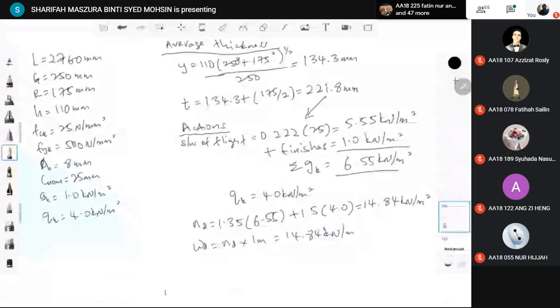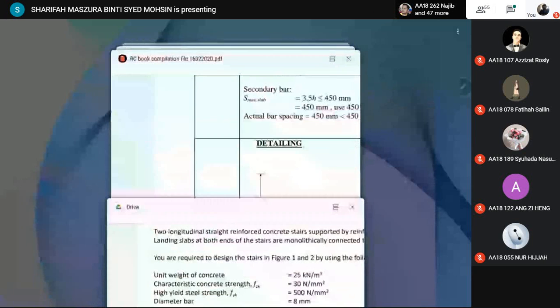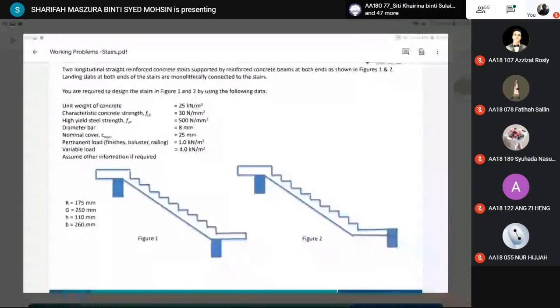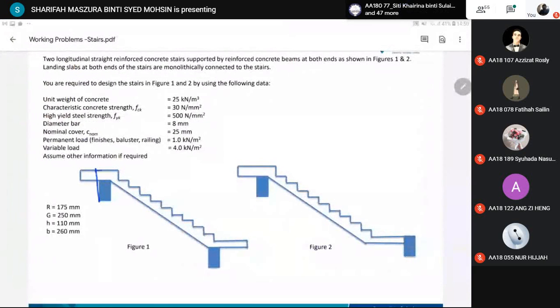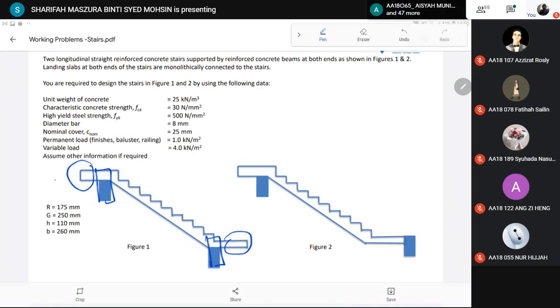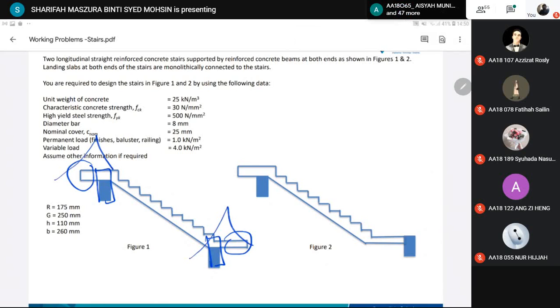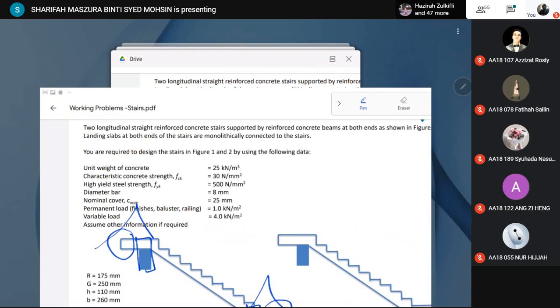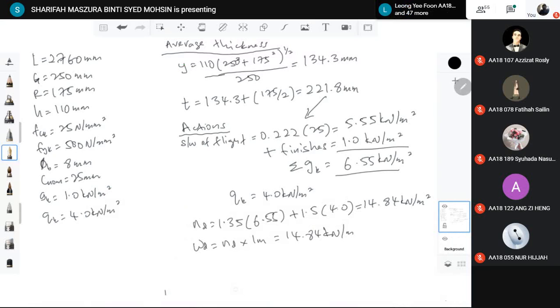Now that we have calculated the action, we can calculate the moment on the span analysis. So for this question that we're doing, figure 1, after the support, there is a slab for upper and lower landing. Okay? So basically, there's a moment here, there's a moment here also. It's actually similar to our example.